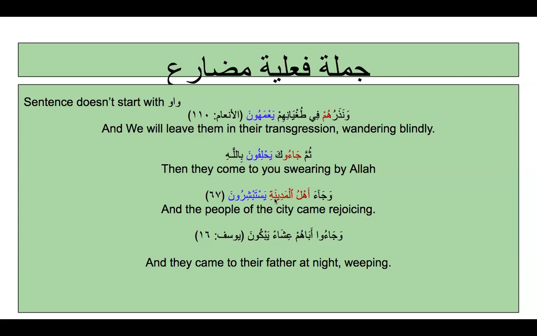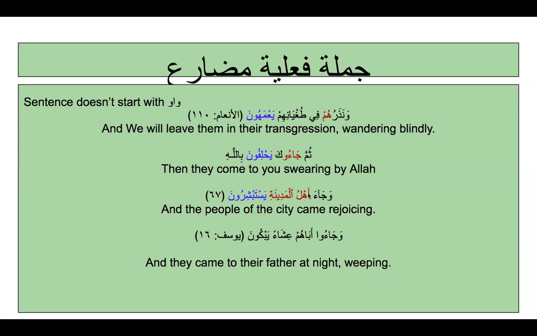Waja'a ahlul Madina, and the people of the city came. How did they come? Yastabshiruna. They came rejoicing. So yastabshiruna is the hal for ahlul Madina. Ahlul Madina is proper, right? People of the city, people of Medina, or the people here. Madina could be just any city as well, right? And so they came. How did they come? They came rejoicing, right? So Ahlul Madina is being described by Yastabshiruna.